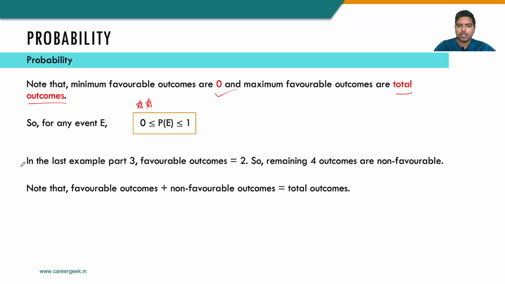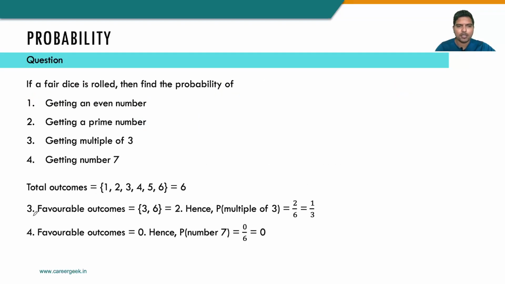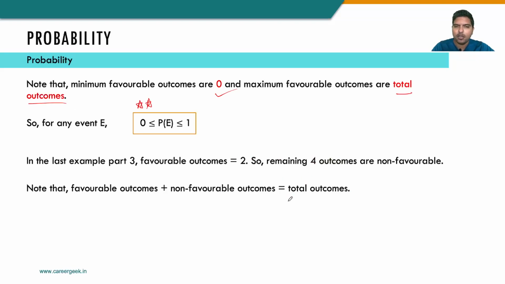Okay, and one more thing is, let's say in this third question, the favorable outcomes are multiples of 3, there are 2. So how many non-favorable outcomes are there? Non-favorable outcomes are 4, the remaining, right? So basically that's what is said here. You should also be knowing what is non-favorable outcome. So generally favorable plus non-favorable is total outcomes. An outcome is either favorable or non-favorable.